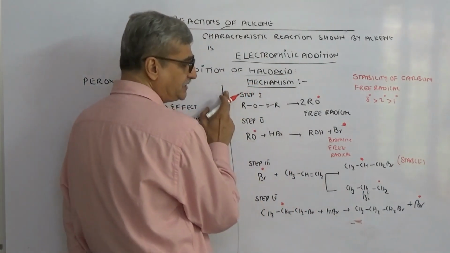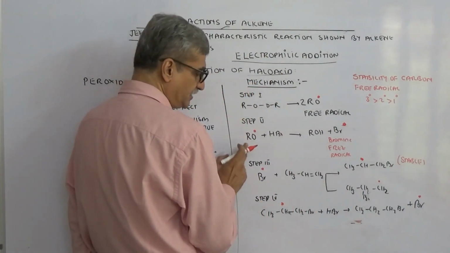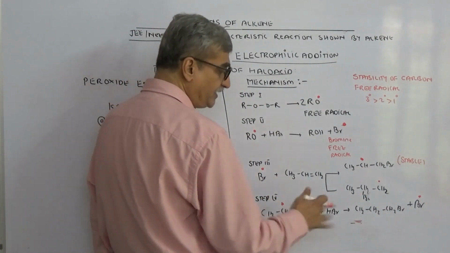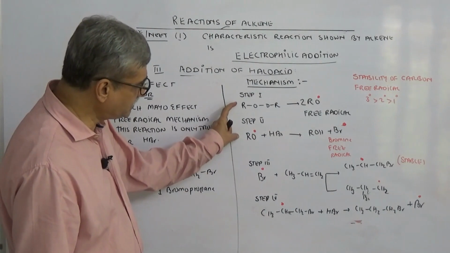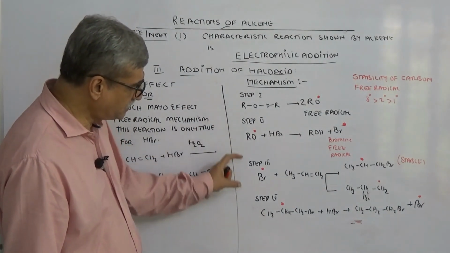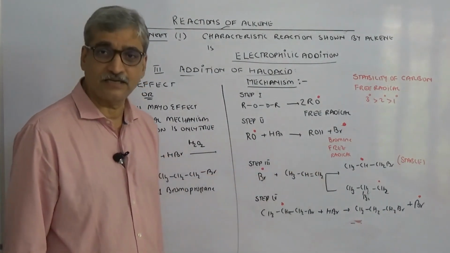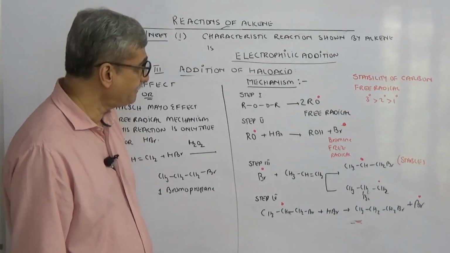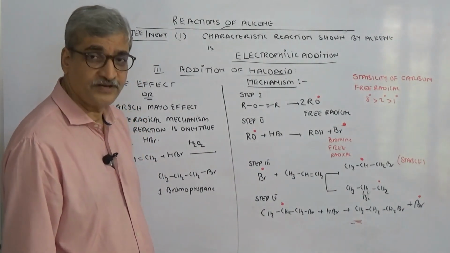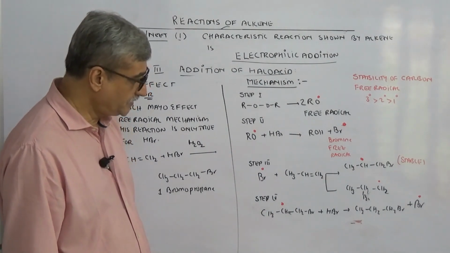So chain initiation, chain propagation, and somewhere when it gets over, it will be chain termination. Is it clear? So we said this is chain initiation, chain propagation, and somewhere it will get terminated. So there are 3 steps for any free radical mechanism.